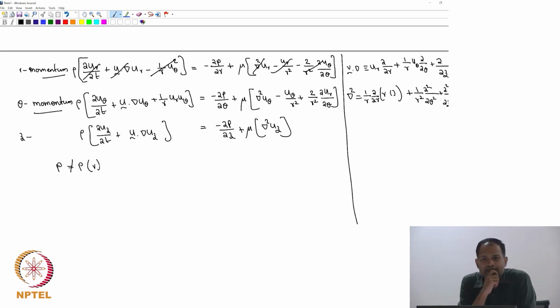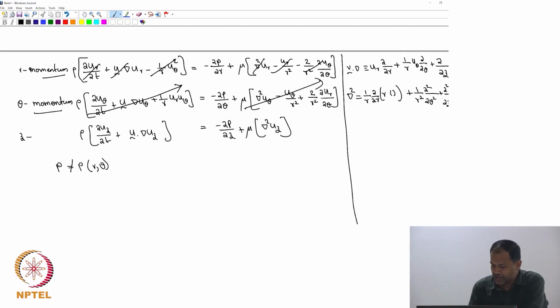So what is left out in the theta momentum equation? Left hand side is 0. ∂ur/∂theta is 0. So all of them went away, and therefore you find that P is also not a function of theta, and P is only a function of z. That is going to be nothing but the pressure force that you have applied. Pressure is high on one side and low on the other side. It is exactly that. So P is only a function of z.